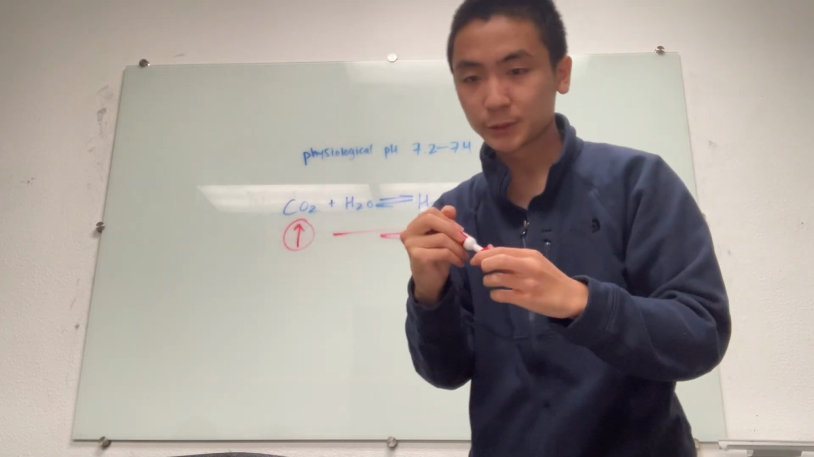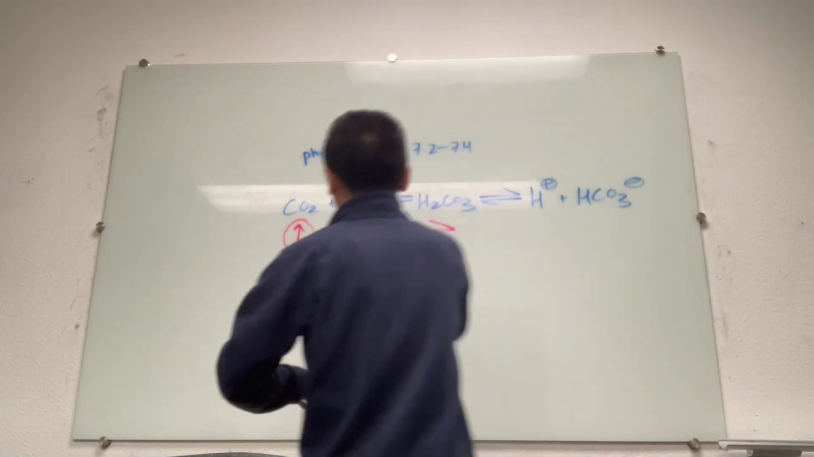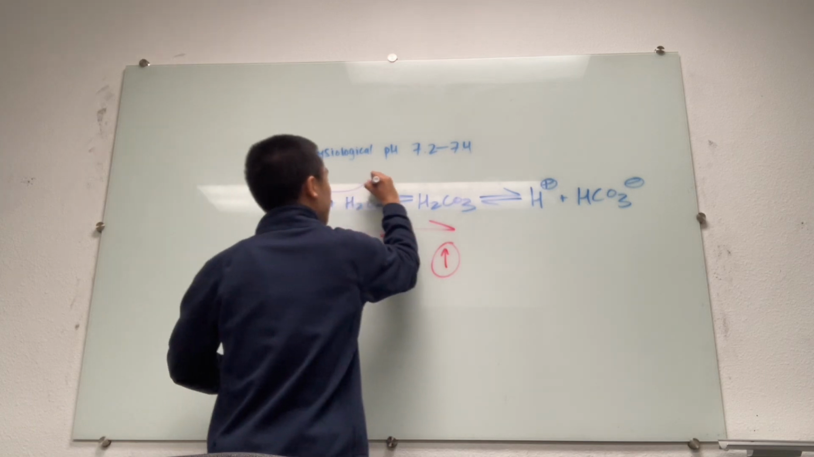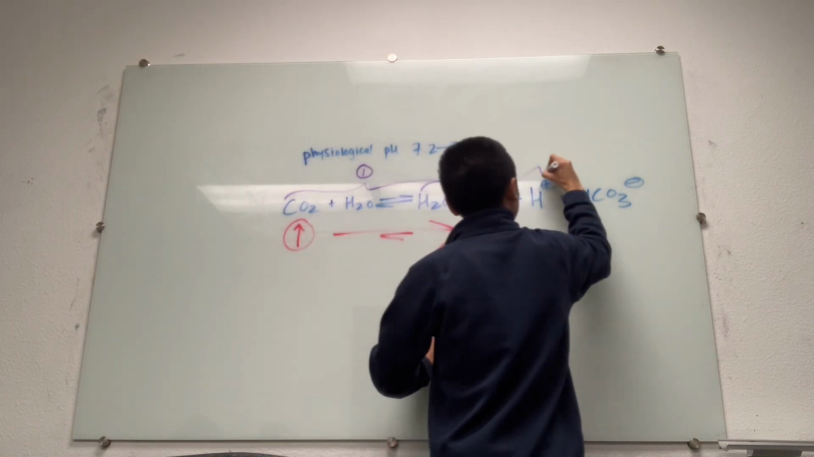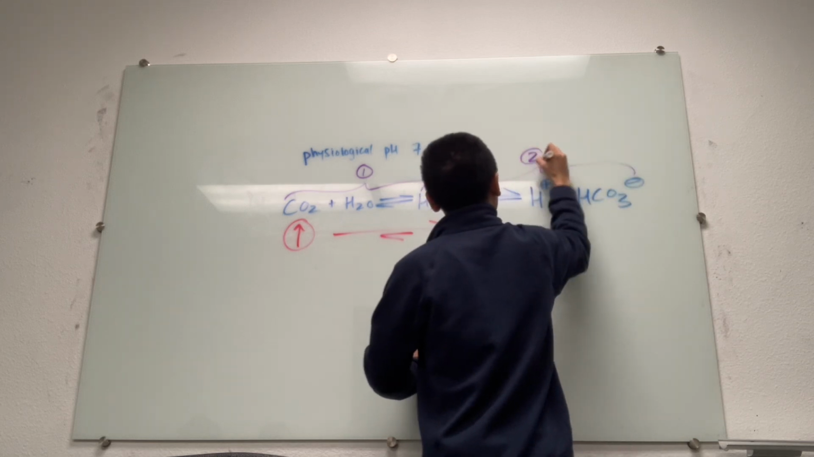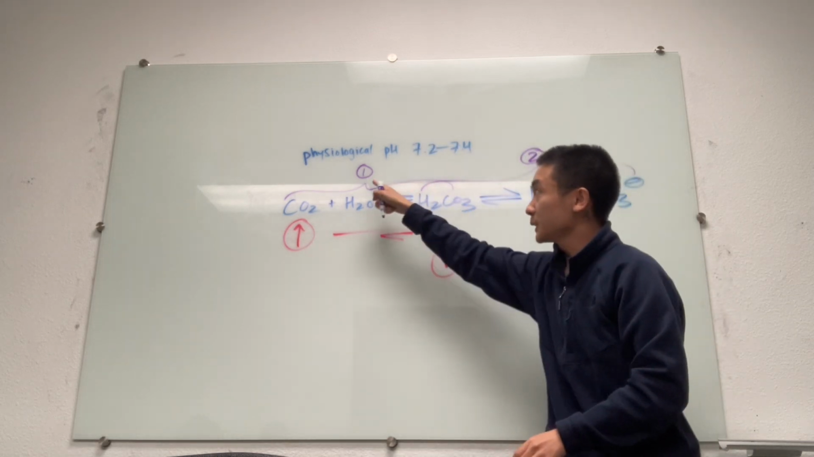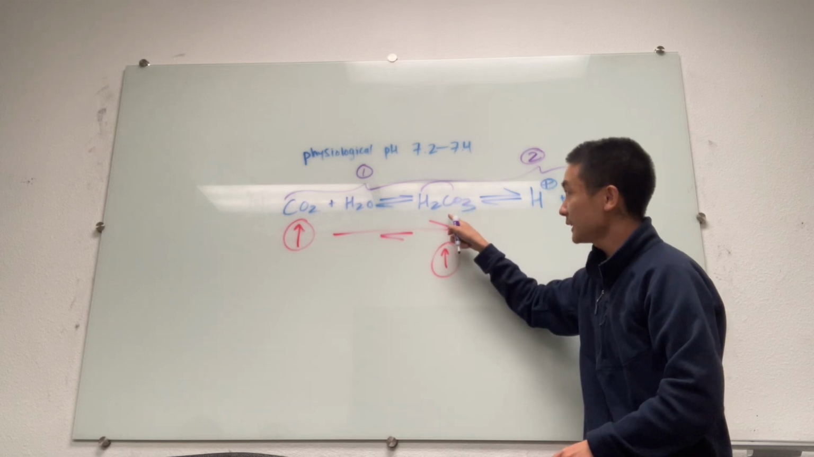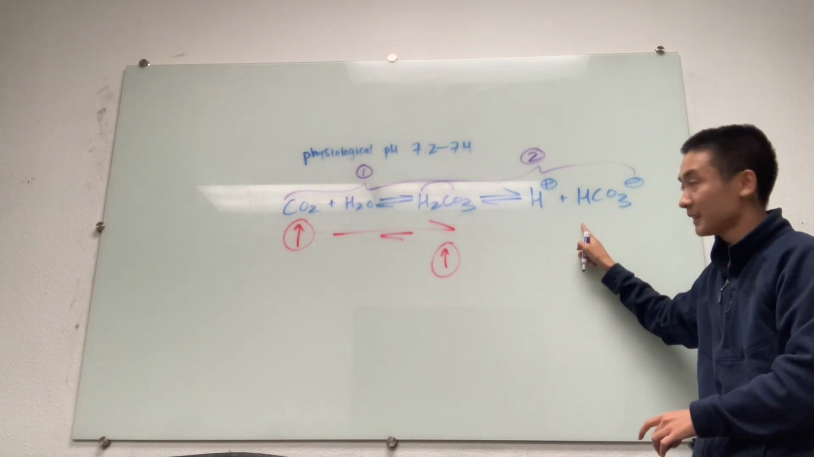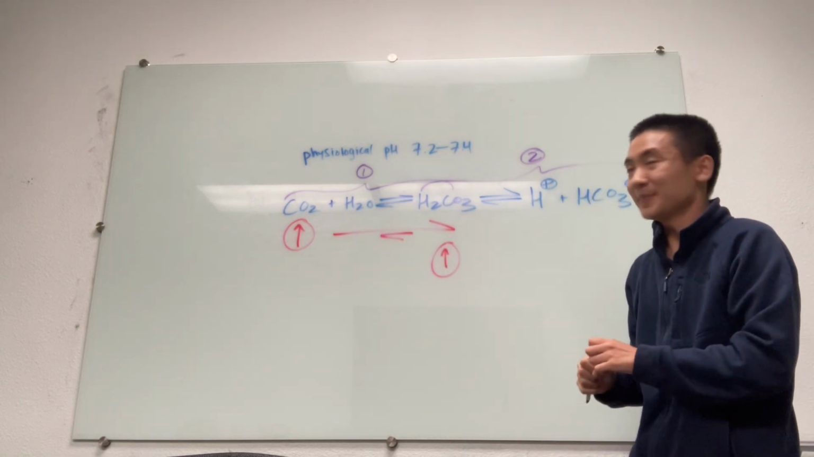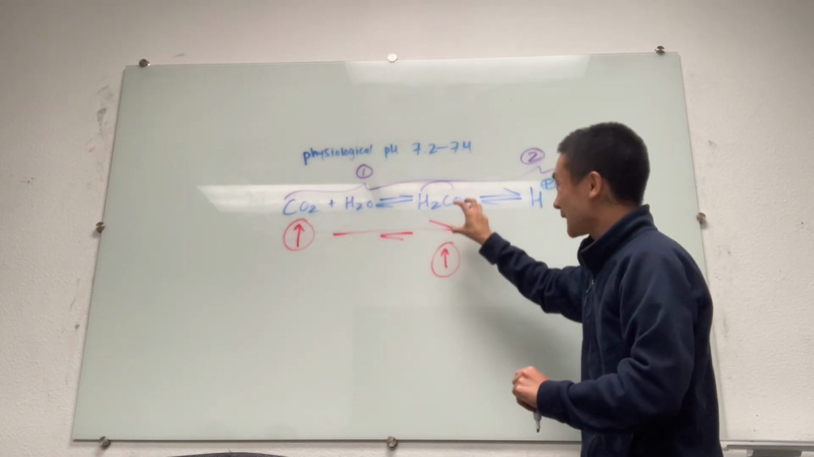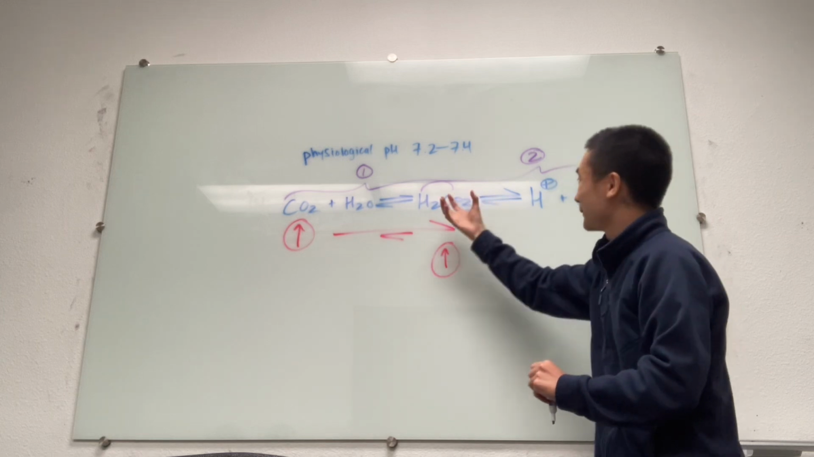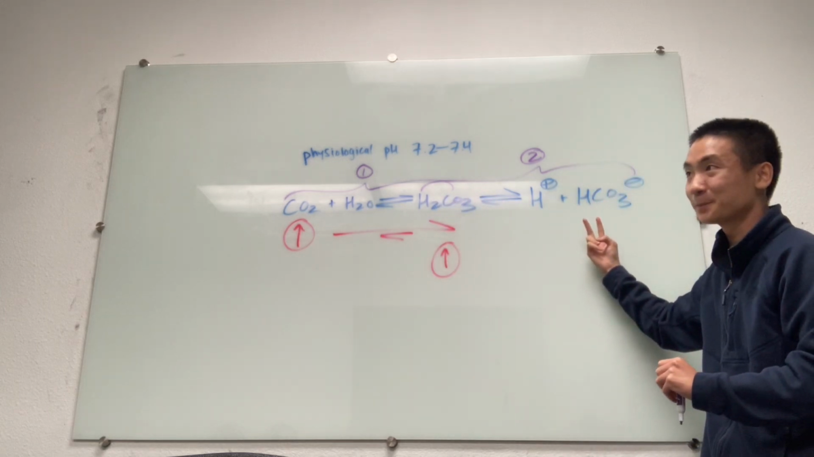So we could separate this into two different reactions. The first reaction is going to be this. The second reaction is going to be this, right? The product of the first reaction is going to be the reactant of the second reaction, right? Because this is the reactant, this is the product of the first reaction. We're going to use that product of the first reaction as the reactant for the second reaction here, right?